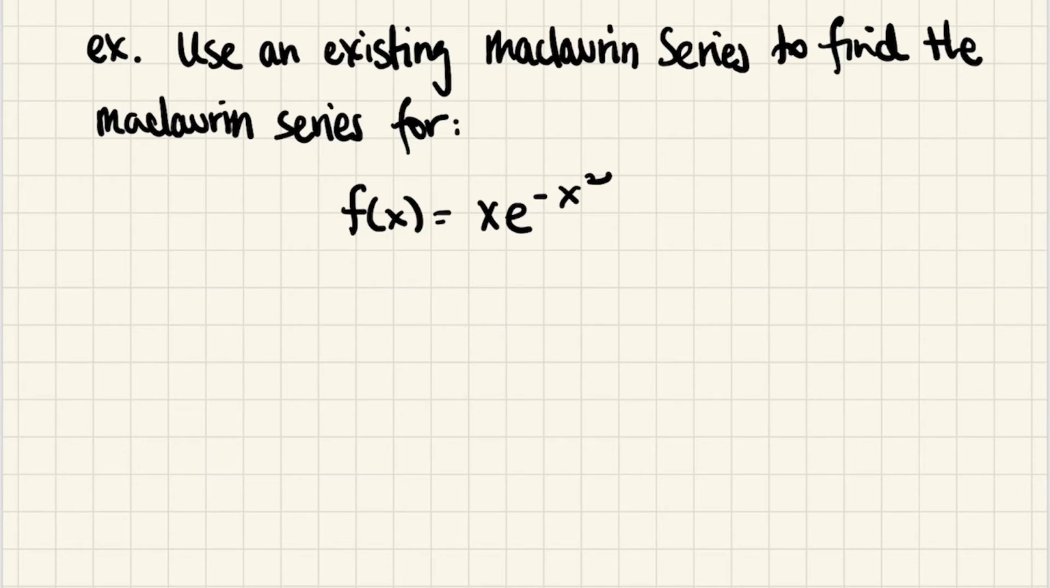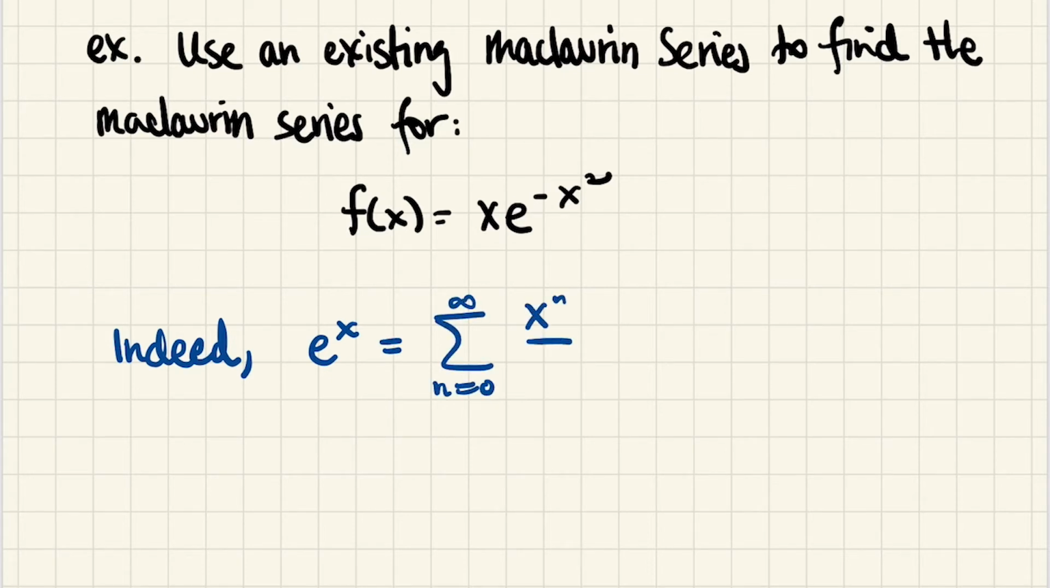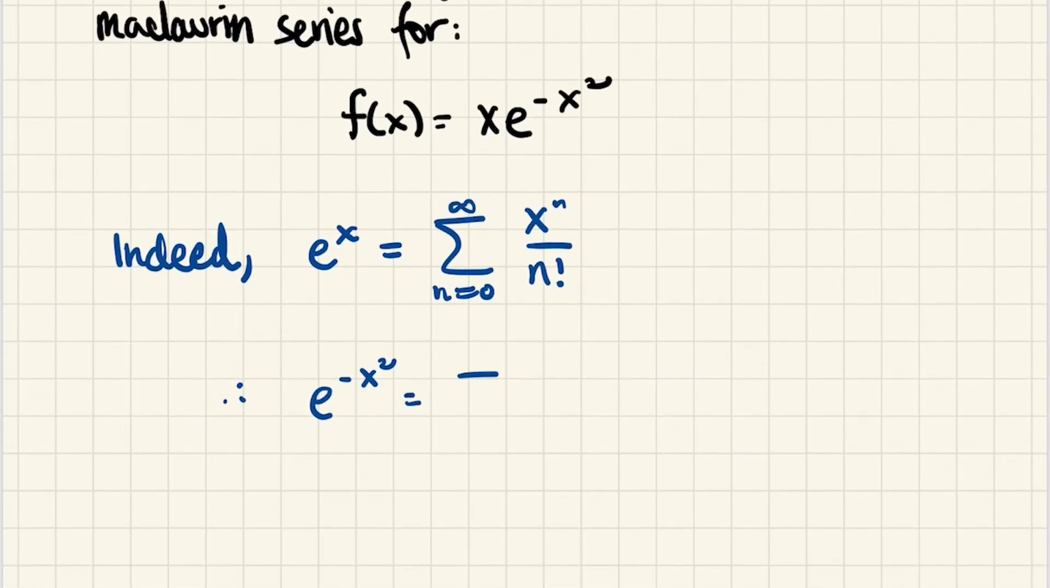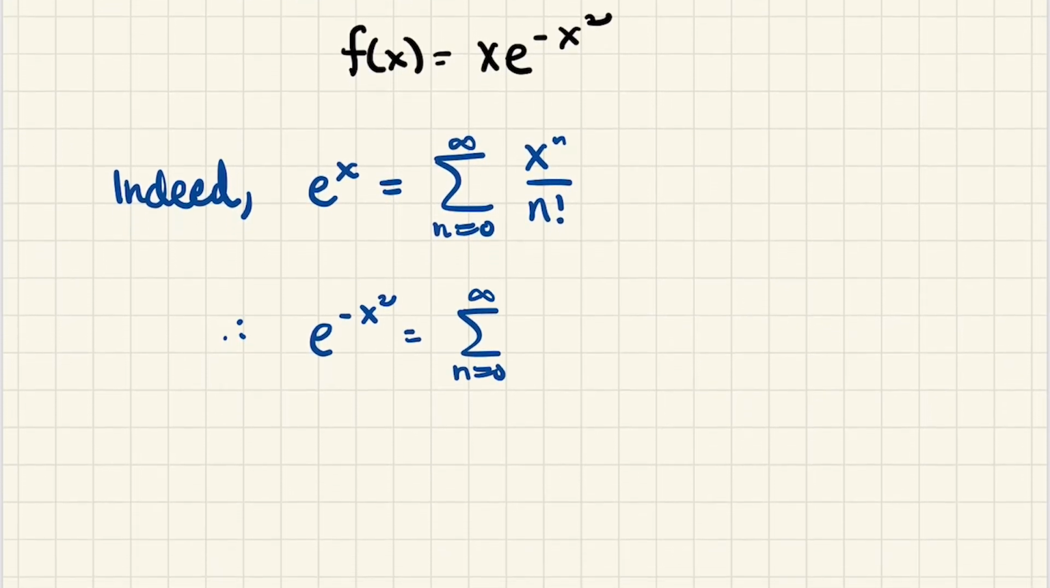So yeah, taking a look at this particular function, we can see that the main function involved here is the exponential, e to the x, which of course has some minor embellishments. We'll worry about that in a minute. So let's start with, indeed, e to the x is the sum from n equals 0 to infinity of x to the n over n factorial. So this means that e to the negative x squared is this power series with x replaced by negative x squared.